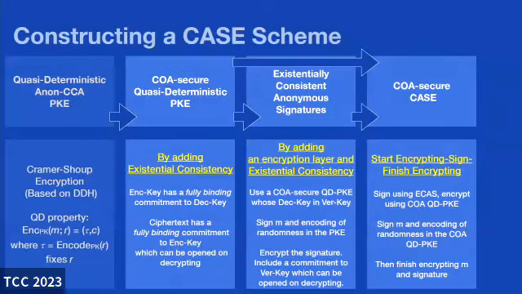And here again, when you start encrypting, you create the randomness part, then you sign the message and the randomness together, and then you finish encrypting. And then the signature scheme used is this one, and the encryption scheme used is this. And it turns out it all works.